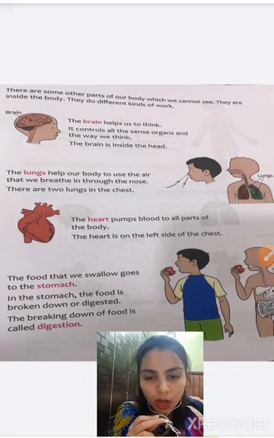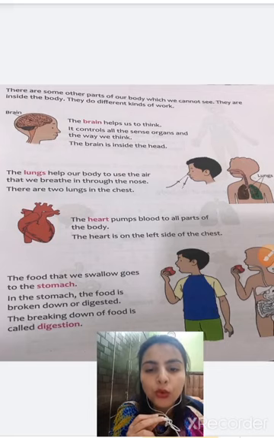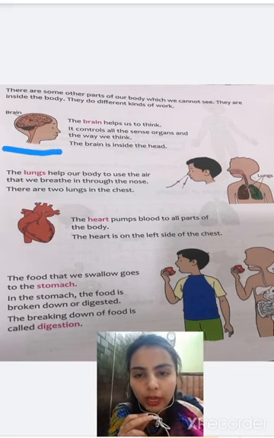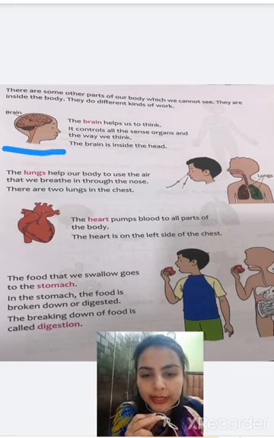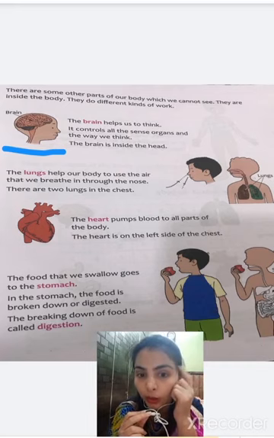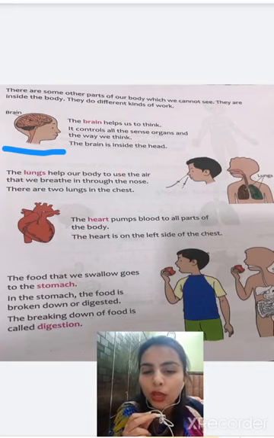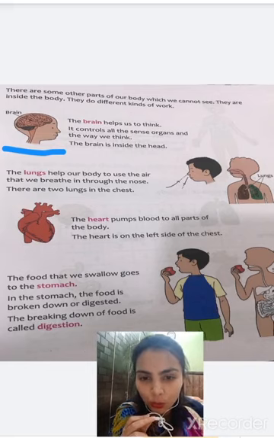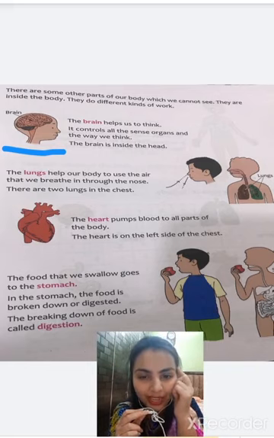Okay, now I am going to tell you the first body part, and our first body part is our brain. See, this is the picture of the brain in your books. Now what is written about the brain? The brain helps us to think. We can think with our brain about what we have to do. All the different types of things you can do with the help of your brain.